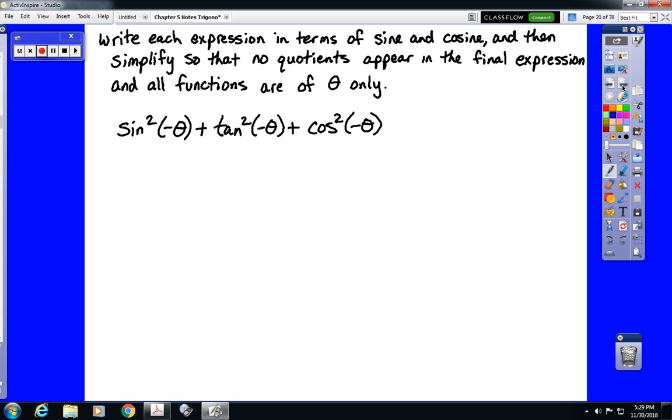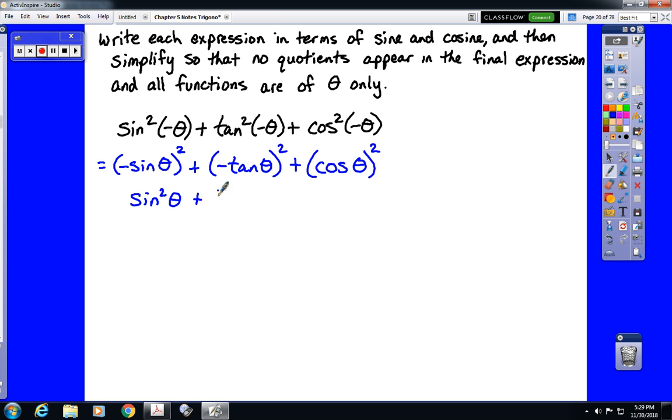All right, here we've got some negative angles again. We're almost done. But again, they're all being squared. We said earlier that it wouldn't matter that sine would turn into negative sine because it's being squared. That tangent turns into negative tangent because it's being squared. It also doesn't matter that cosine doesn't change because it's being squared. So what we end up with is sine squared theta plus tangent squared theta plus cosine squared theta.